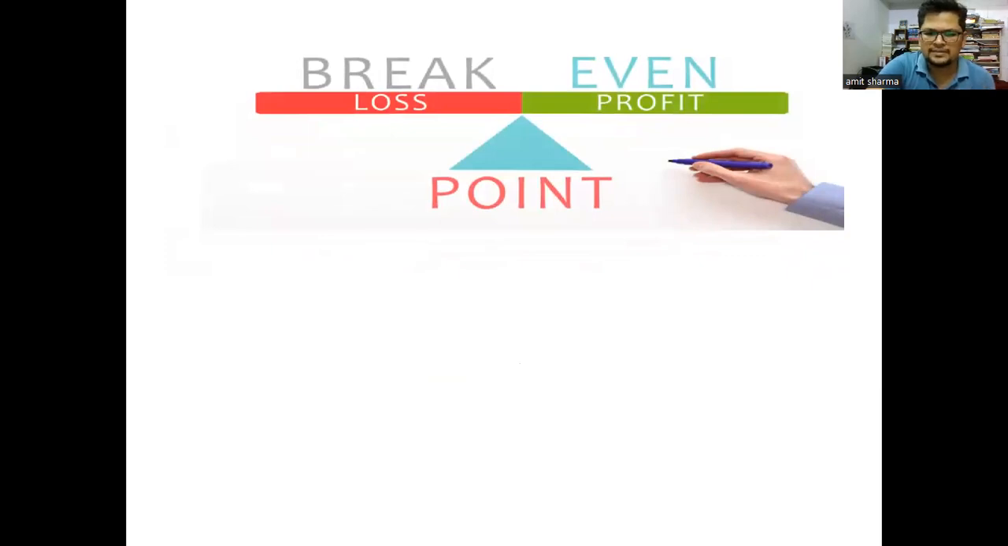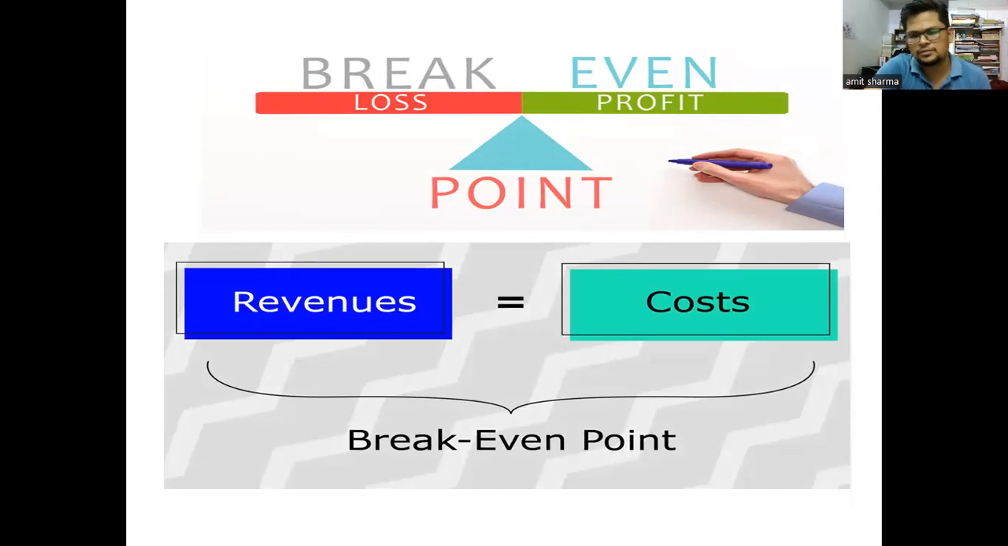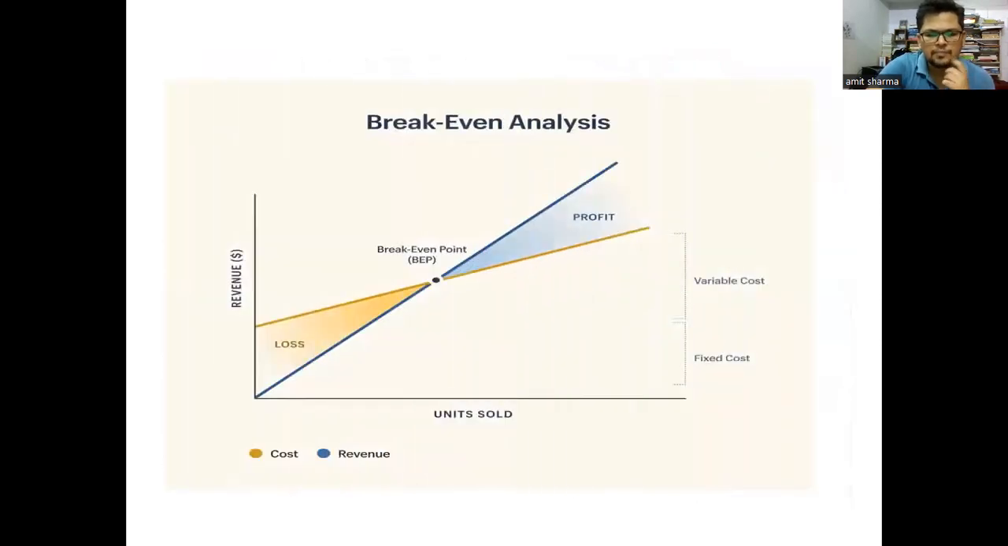Next, break-even point. We already discussed that it's a point where the firm earns no profit or no loss. It is a situation where the total cost equals the revenues. So this is break-even point, and this is the graphical presentation of break-even point.